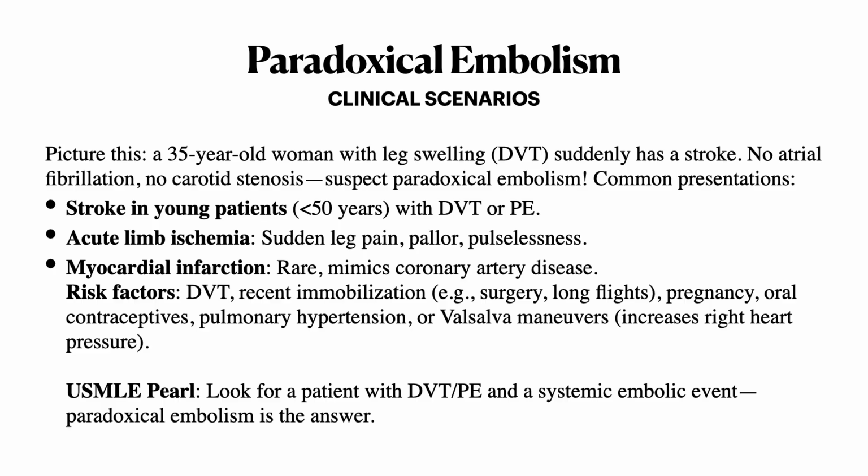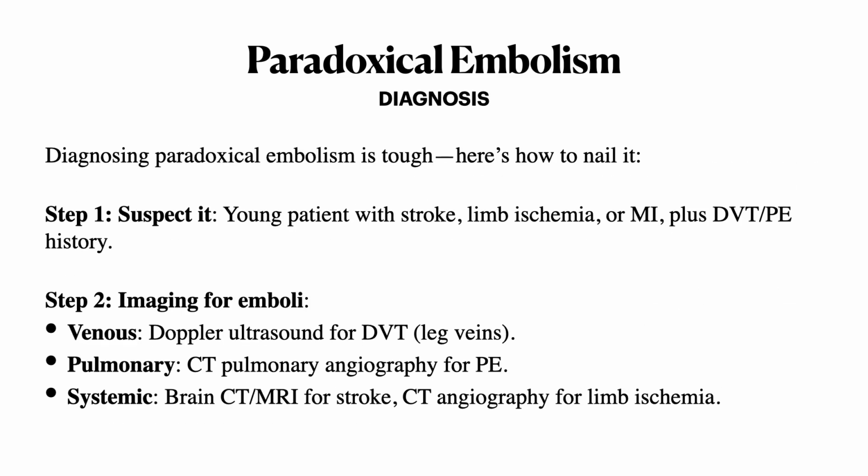The USMLE pearl for this clinical scenario is that we have to look for a patient with DVT, PE, and a systemic embolic event. Paradoxical embolism is the answer. So how do we diagnose? Diagnosing paradoxical embolism is tough. Here is how we nail it. We have to suspect it first.